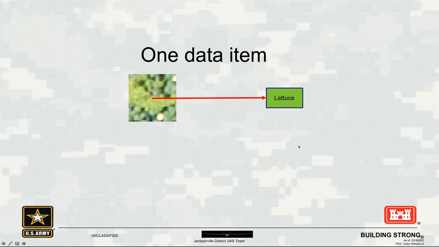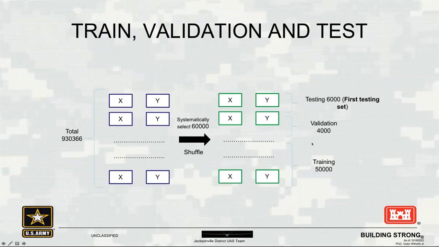I'm sorry. So Tal extracted over 930,000 patch samples from the training polygons, and of that, 60,000 were systematically selected and shuffled, and then split into 3 parts. So 6,000 were used for testing, 4,000 for validation, and 50,000 for training. So there's a ton of work involved in trying to get this image where we can read it and where we can interpret it. Next slide, please.